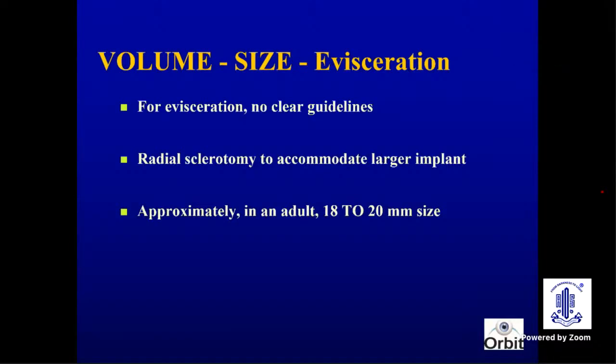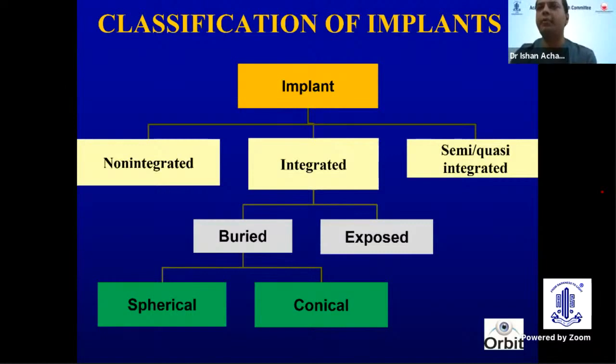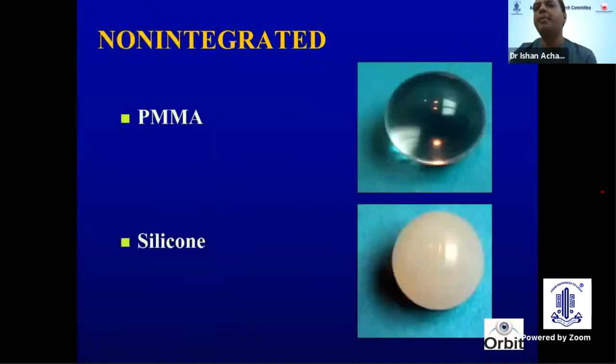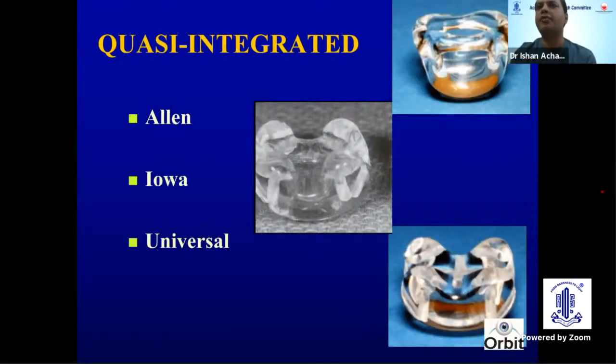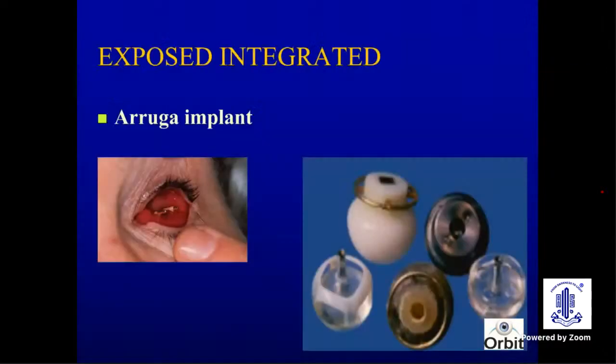In the classification of the implant, there are non-integrated, integrated, and semi-integrated. There are PMMA implants and silicone implants. PMMA is now commonly used. These are quasi-integrated implants which have a very irregular anterior surface, but they are abandoned now. Nobody uses them. This is an exposed implant.